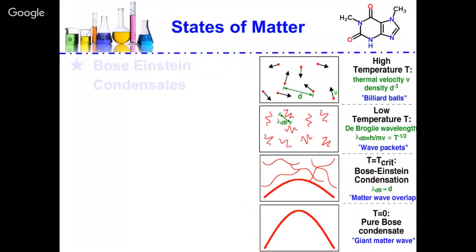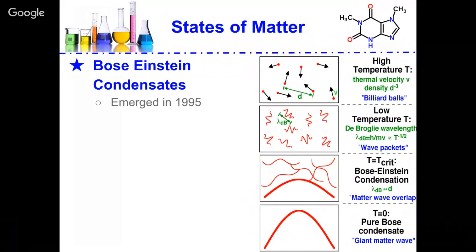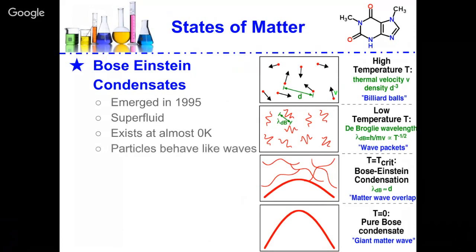And then the last one is Bose-Einstein condensates. Bose-Einstein condensates emerged in 1995. Boulder, Colorado, and MIT in Massachusetts were working on this project. And it is basically a superfluid. It exists at almost 0 degrees Kelvin. And the particles behave like waves. And it is a giant matter wave that is produced.